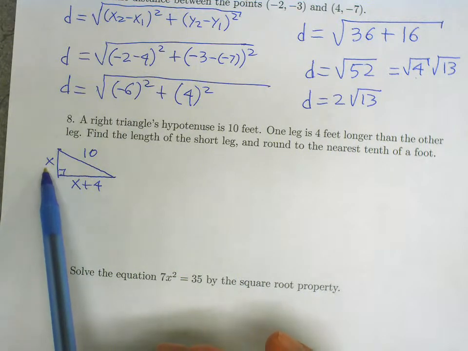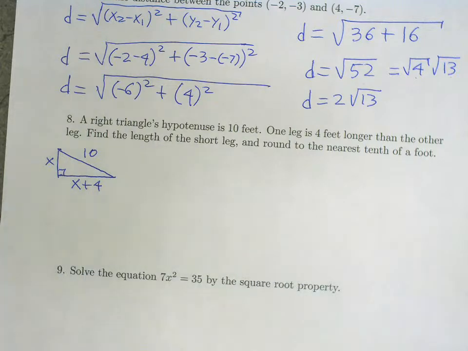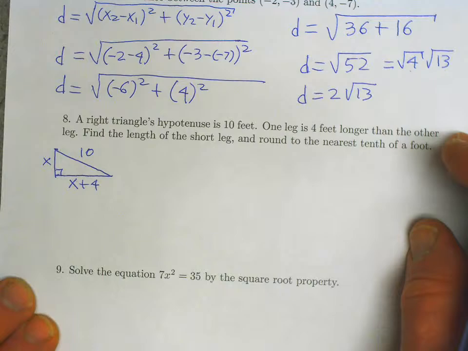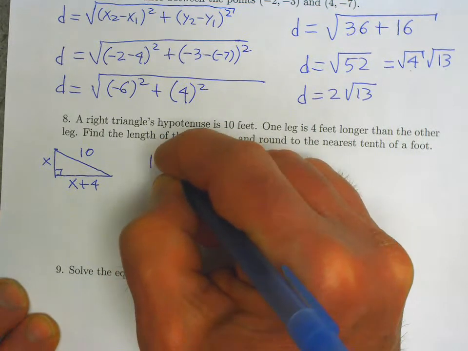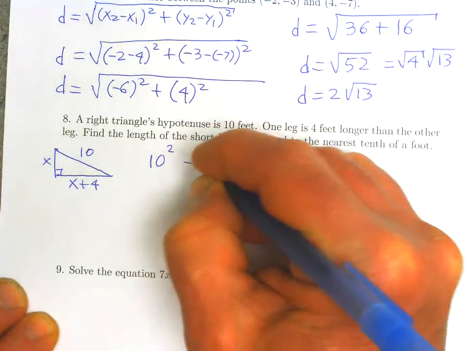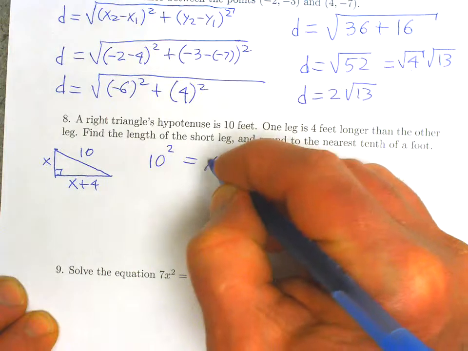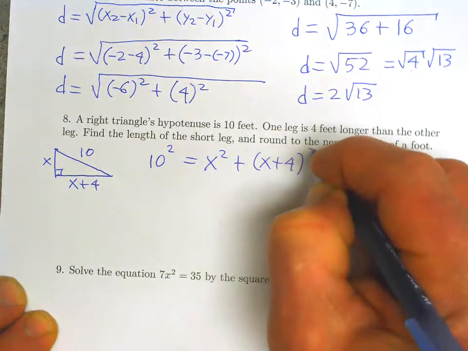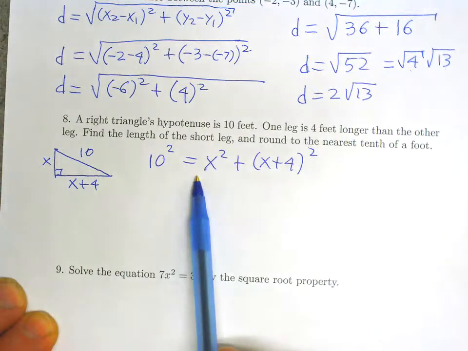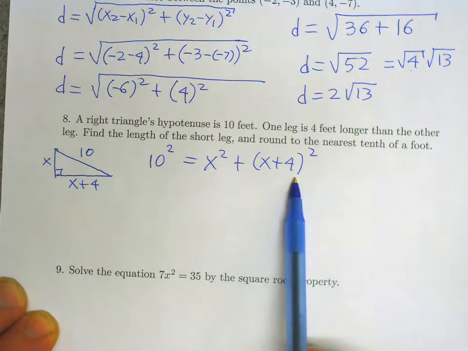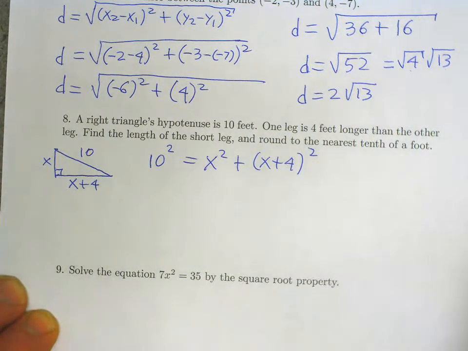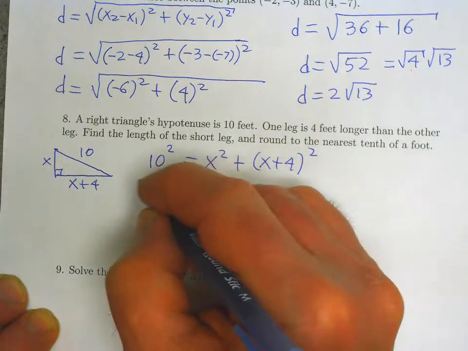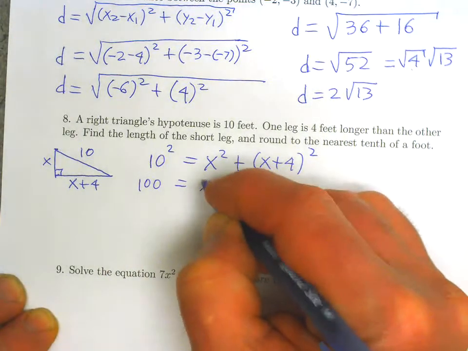to solve for x. So here we'll use the Pythagorean theorem, which says if you square the length of the hypotenuse, 10 squared, that's equal to the sum of the squares of the lengths of the two legs. So we're squaring the short leg, x squared, and then squaring the long leg. And then we do algebra and arithmetic. 10 squared is 100. That's equal to x squared.